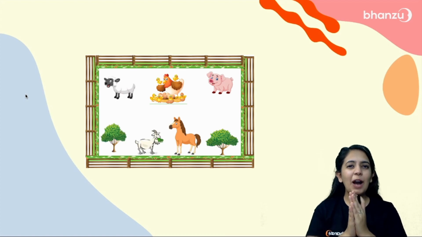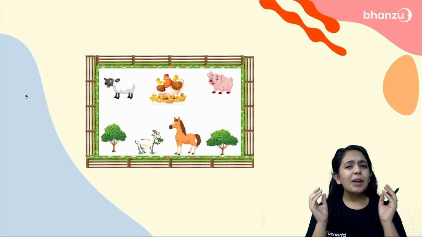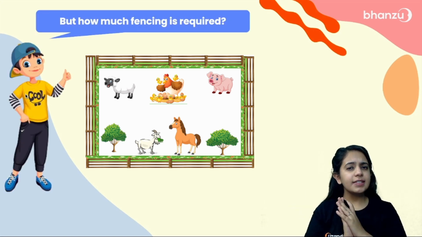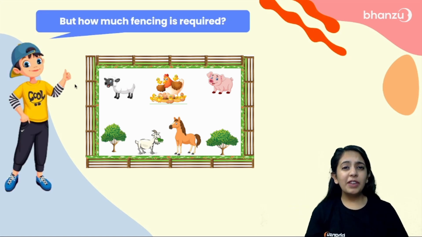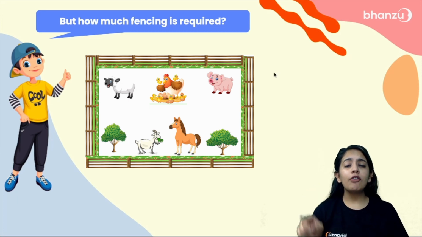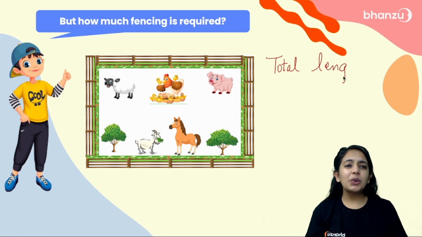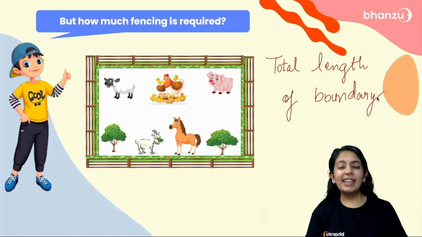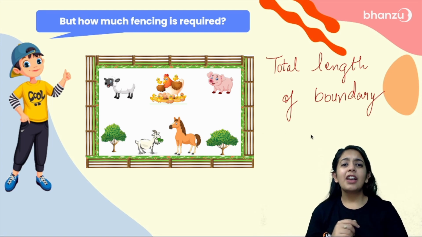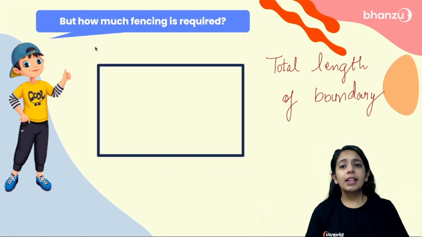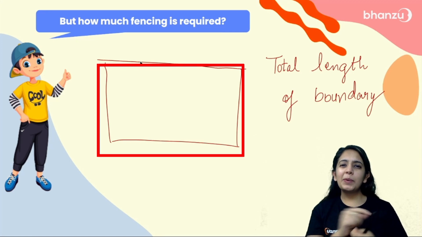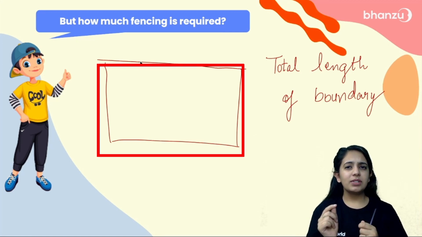So this is how the fencing can be done. But for that, how much fencing is required? We have to calculate the length of all of its four sides. That is, we have to find out the total length of boundary. What do you think is the total length of the boundary? For that, we have to calculate the length of all of its four sides. Side number 1, side number 2, side number 3, side number 4. By doing this, we can calculate the total length of the boundary.